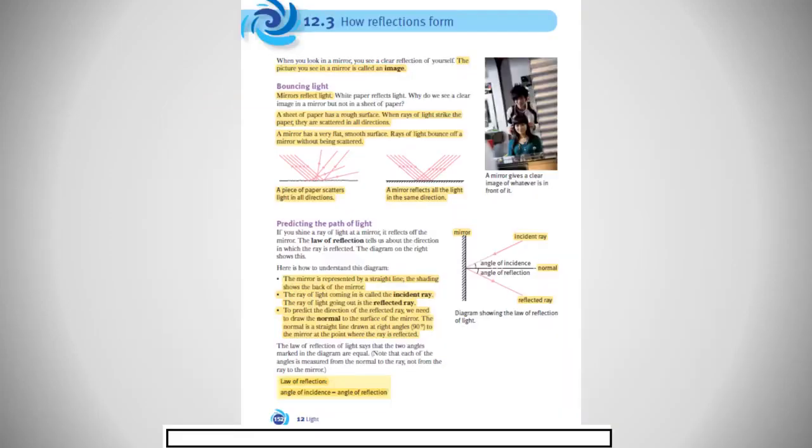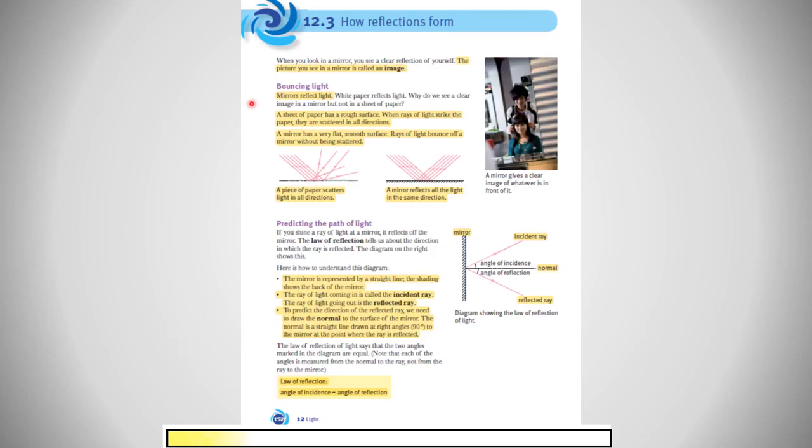Start highlighting page 152 in your book, how reflection forms. You have to remember that the picture you can see in a mirror is called an image, it's not a shadow.